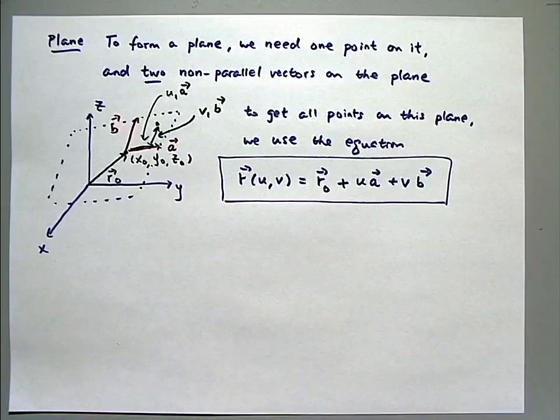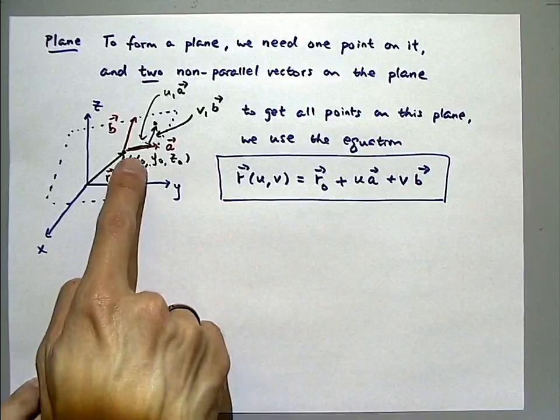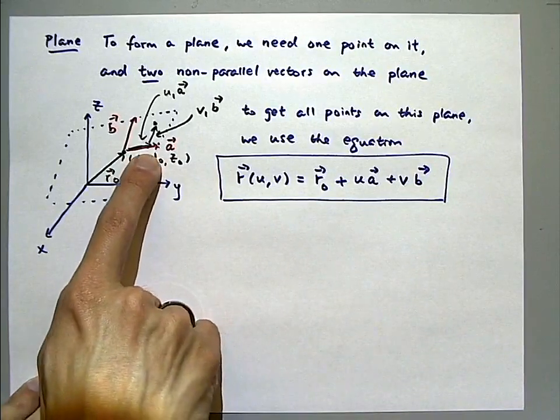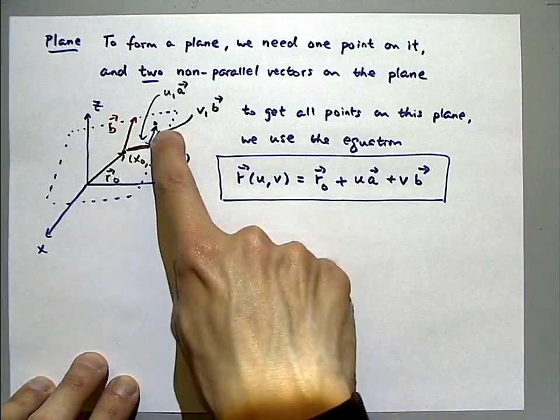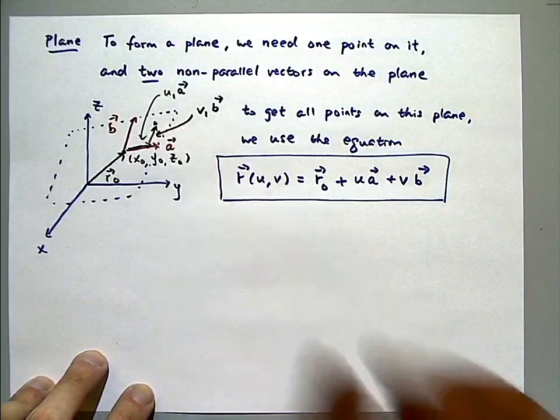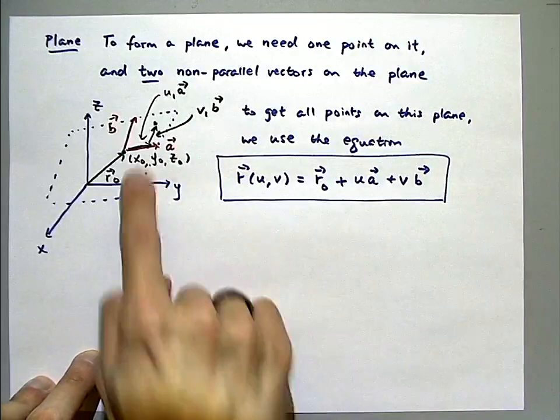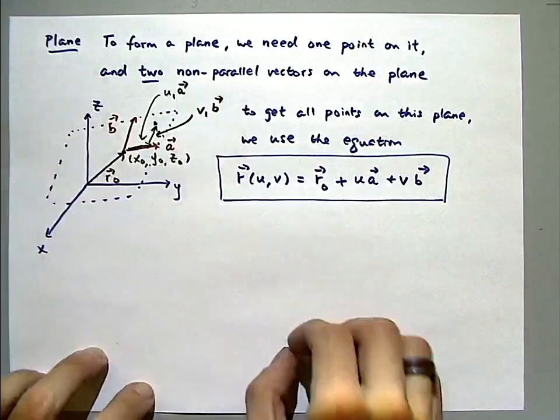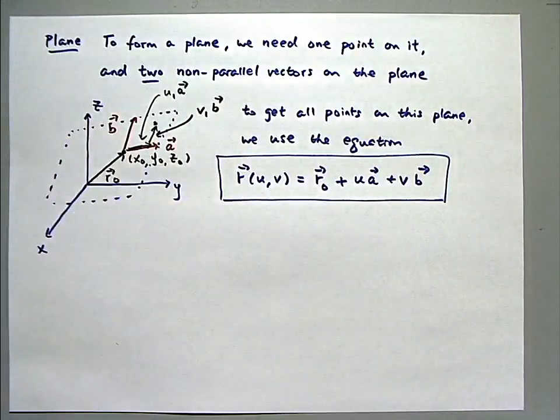So there are numbers I control. Here I can go maybe say 3/4 of an A plus maybe 80% of a B to get me that point. And now by tweaking U and V again, I get another point somewhere on this plane. And if I keep tweaking that, eventually I can accumulate the entire plane.